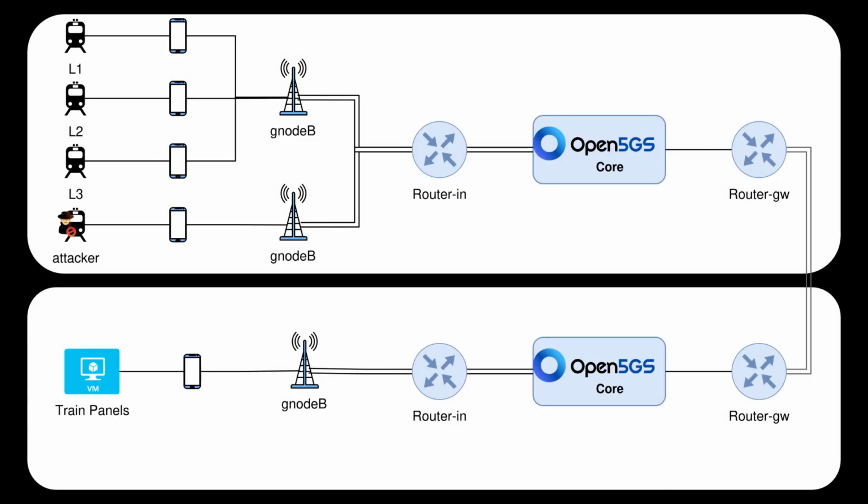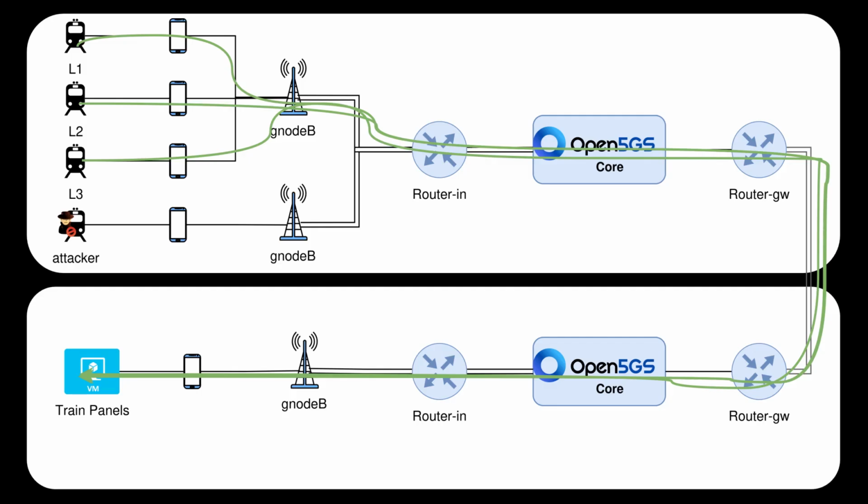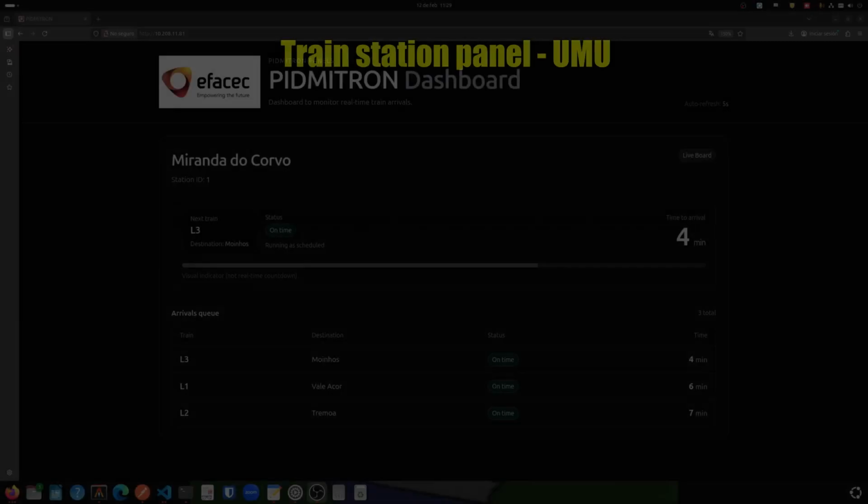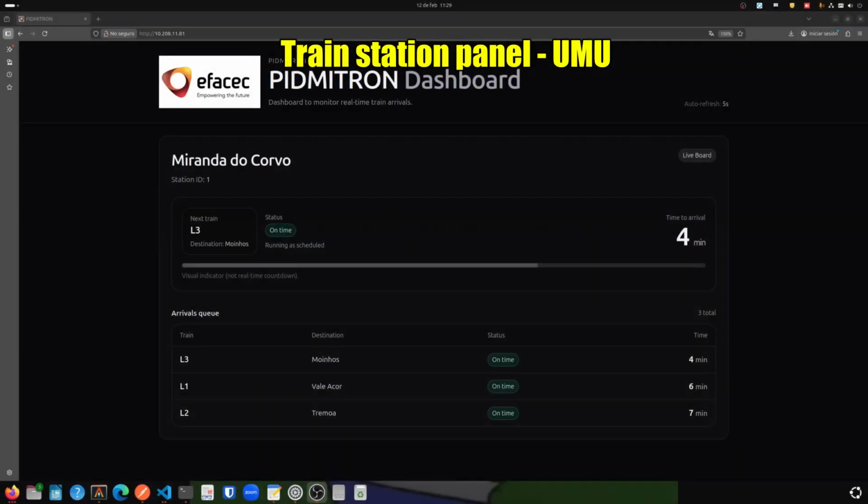Initially, the UPC train simulators generate normal traffic towards the Iumu panel. At a certain point, one UE becomes malicious and attempts to deny the service through a flooding attack. We will now observe the Iumu panel. Initially, it is operating correctly, receiving real-time updates from the simulators.